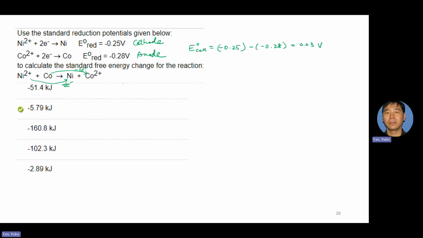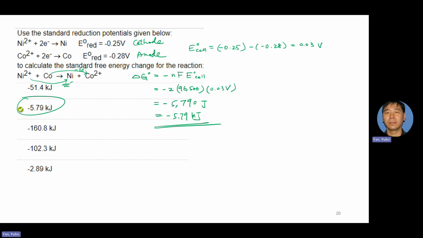Now we can do the calculation because we know delta G standard condition equals minus nF E potential. This is the easy calculation. So that equals 2 electrons involved, and the Faraday constant 96,500, and here 0.05 volts. Then we have minus 5,790 joules, that comes to kilojoules, minus 5.79 kilojoules. Okay, this is the answer. So we choose this one. All right, this is the solution for all questions for chapter 17. Okay.